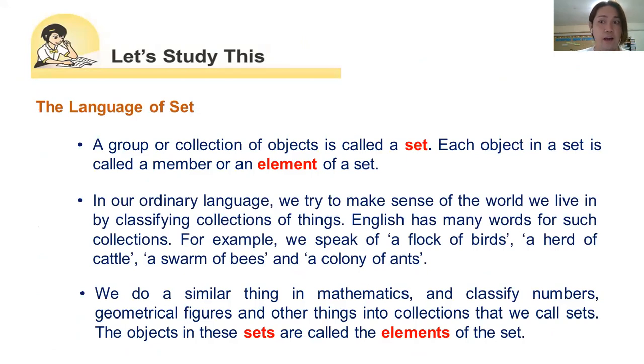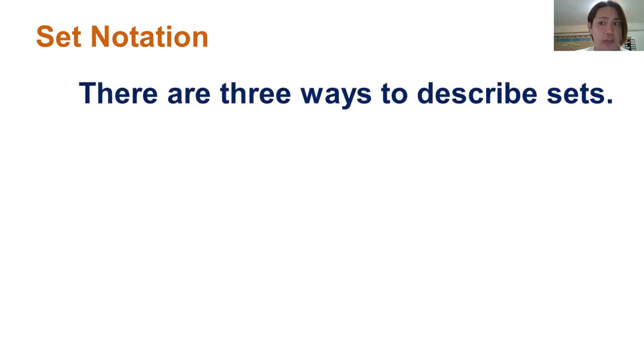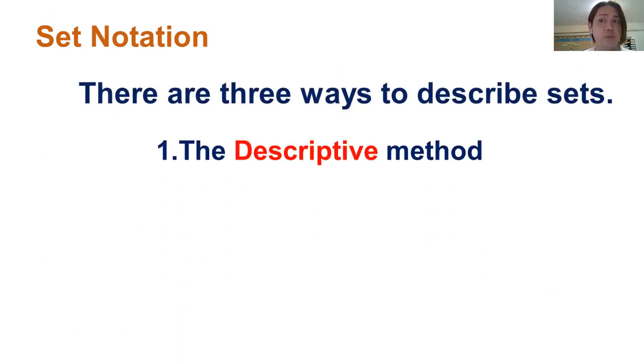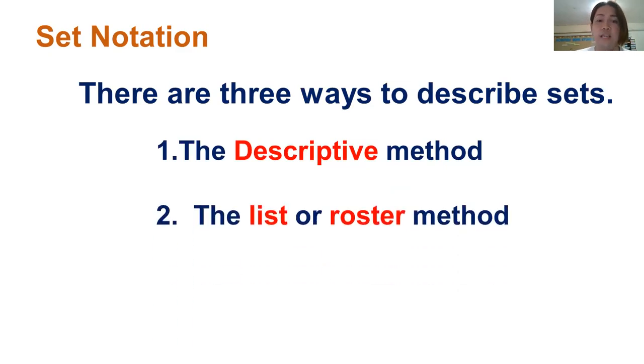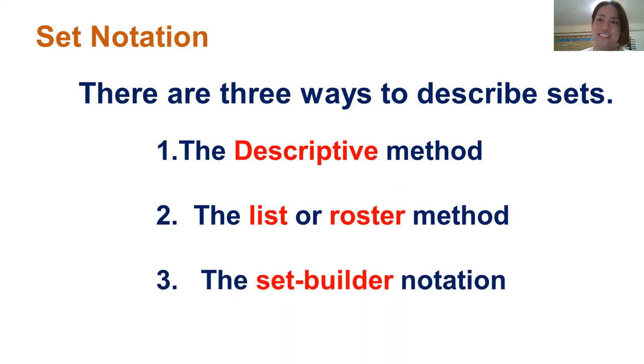So again, as a review, we started our discussion with a definition of a set, and we define set as group or collection of objects. And also there are members in a given set, and we call it element of a set. So we also discussed the set notation, and there are three ways to describe sets. The first one, we use descriptive method. The other one, we can use the list or roster method. And lastly, which we just stopped yesterday or in the first part of the video, the set builder notation.